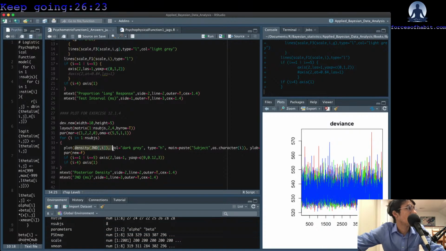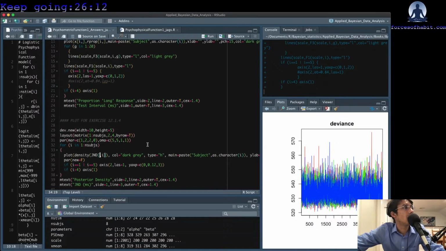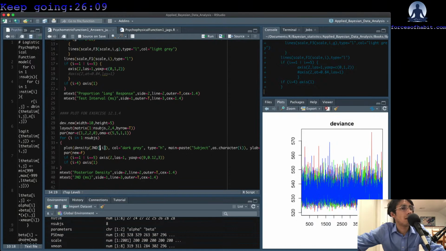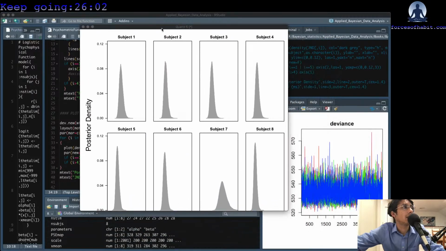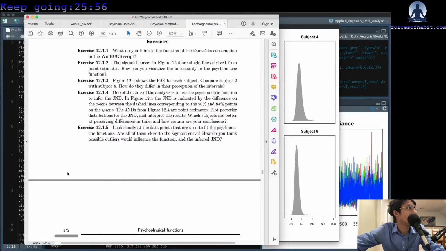If we take the density of the just noticeable differences that we calculate for all subjects and plot those, then we'll have the overall differences between 50 and 85 for each subject. Which subjects are better at perceiving differences in time?